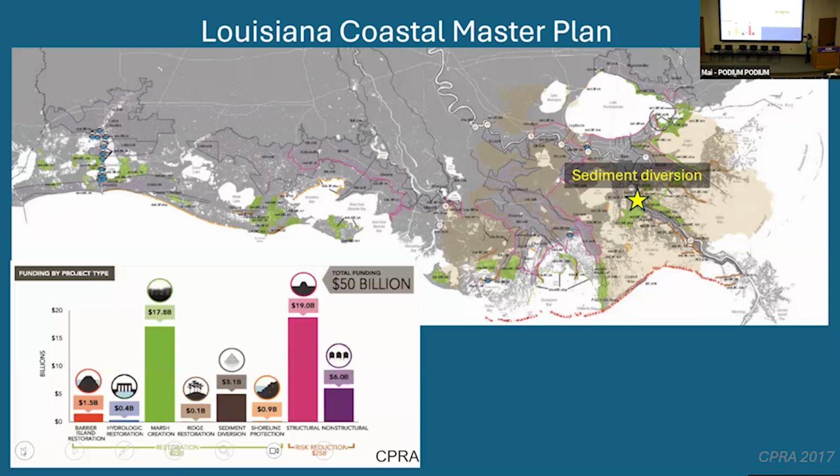And on a cost basis, here's all the restoration plans. These are risk reduction, structural plans, protection plans. But on a cost basis, marsh creation is by far the most expensive. So it's important for us to know how these marshes are functioning if we're investing so heavily in them. And so my focus has been on the value of these systems in terms of carbon sequestration.